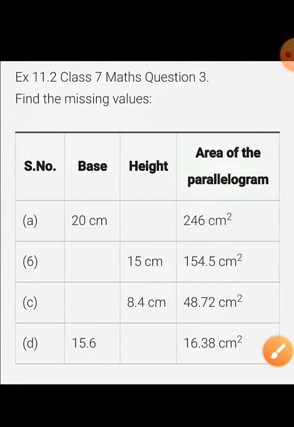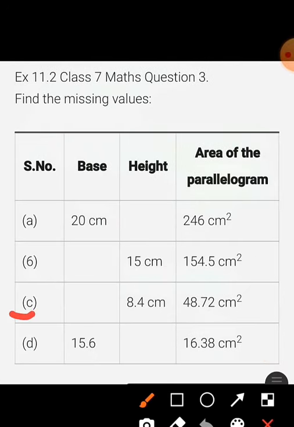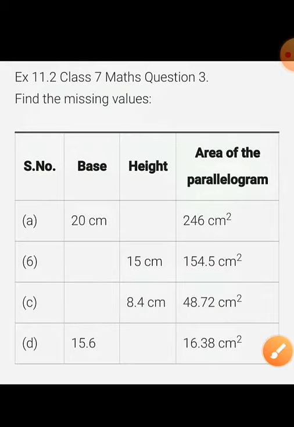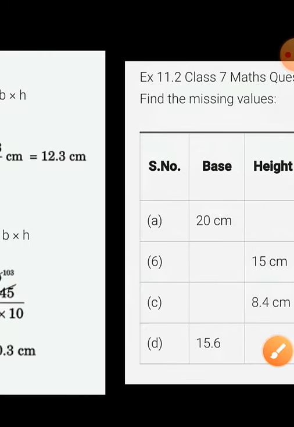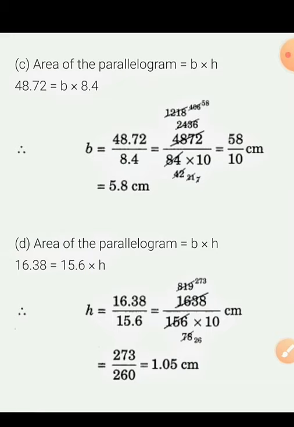Now let us see the next question, C part. Again, base is not given. Height is given 8.4 and area is given 48.72. Now we will see the solution part of C and D. So moving ahead with the solution part of C.